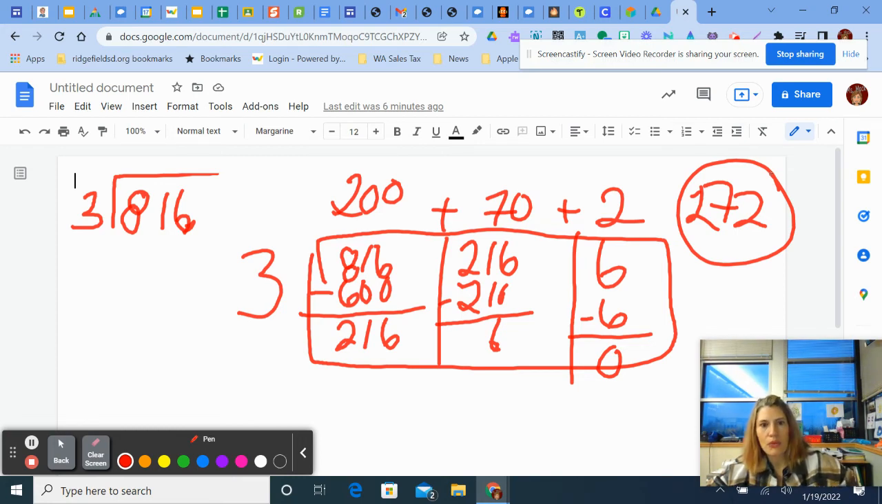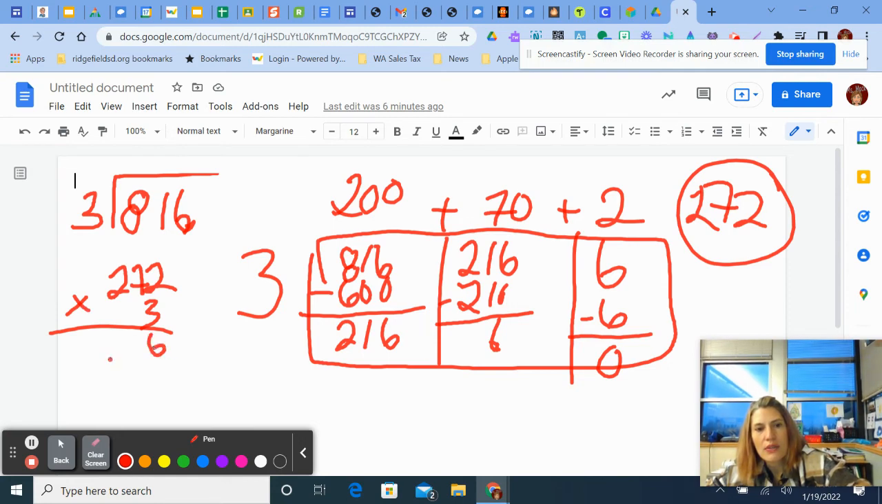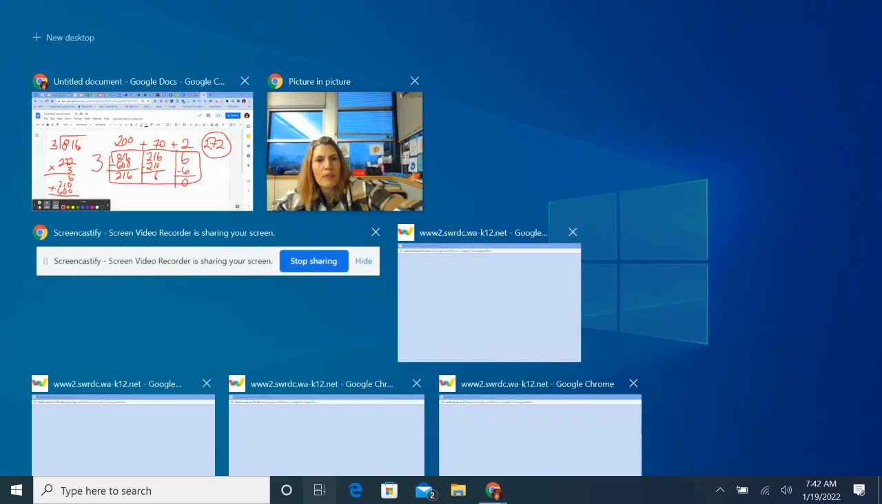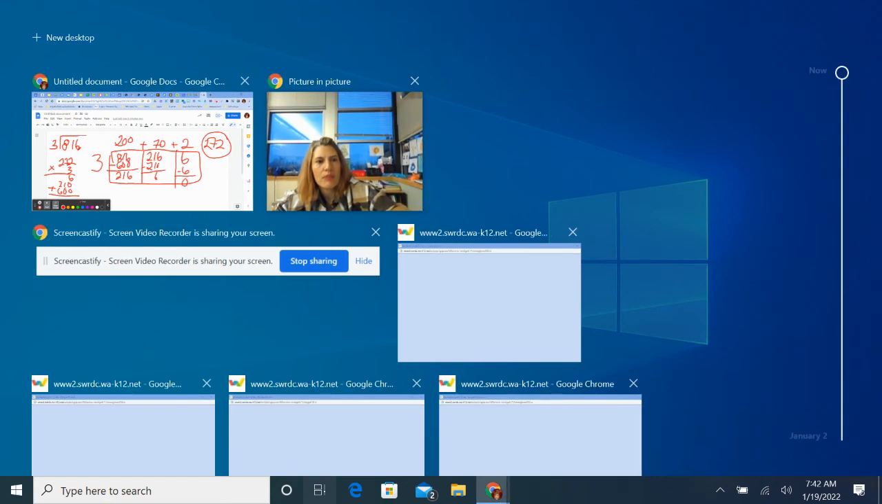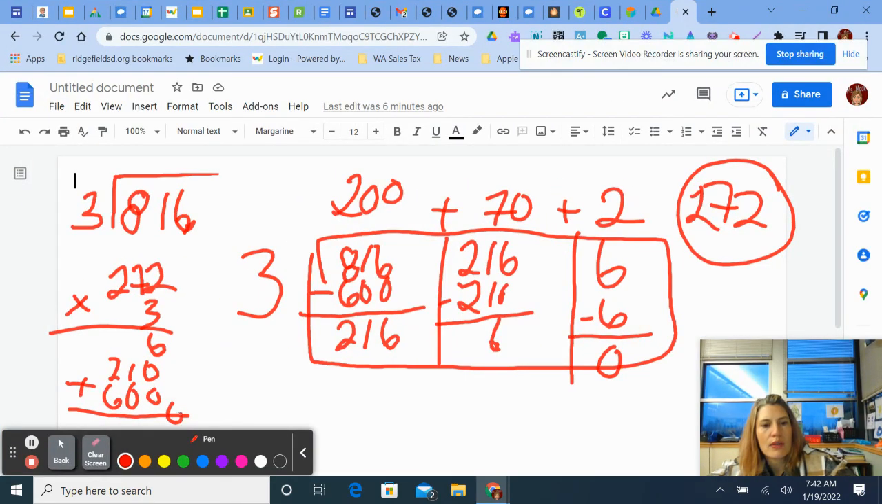Remainder is 0. To double check this, I would say 272 times 3. So 6. 3 times 70 is 210. 3 times 200 is 600. And then add it up. So we're going to do 6, 1, and 8. So 816. So I would know that the quotient is correct. So 816 divided by 3 is 272. That's the area model.